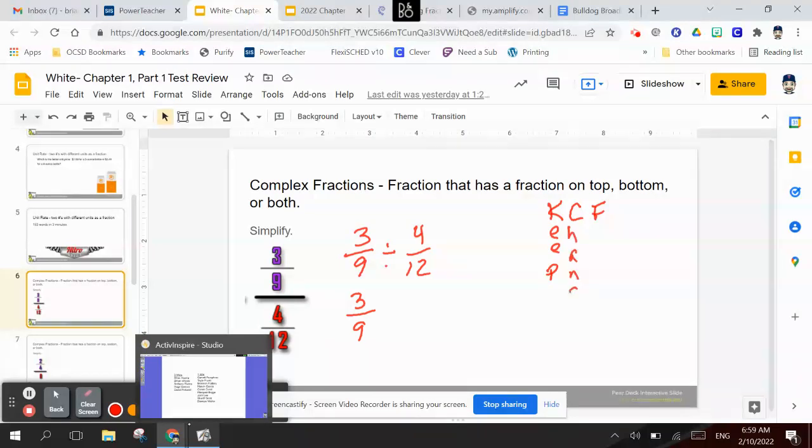Change the sign. Change from divide to multiply. And flip, we want to flip the second fraction. So the numerator becomes the denominator, my denominator becomes the numerator. So when I do this, I get 12 over 4. When I multiply across, I get 36 over 36, which happens to equal 1.